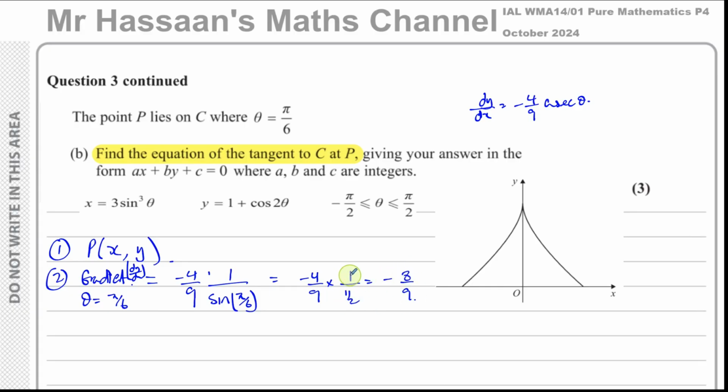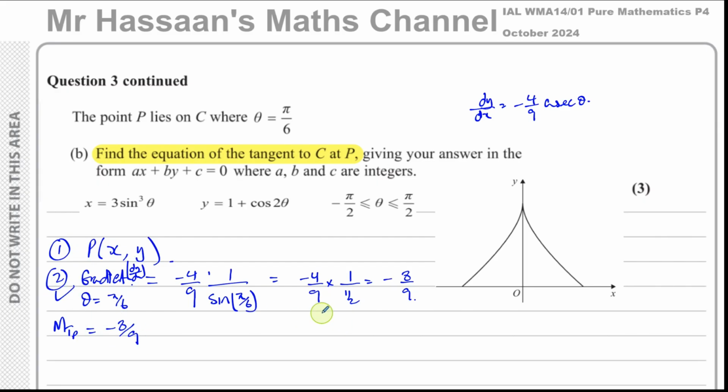Because 1 over a half is like 2 over 1. Dividing something by a fraction is like multiplying by the reciprocal of that fraction. So it's 1 times 2. So minus 4 times 2 over 9, that's the gradient of the tangent at P. So the gradient of the tangent at P is equal to minus 8 over 9. So we found that part.